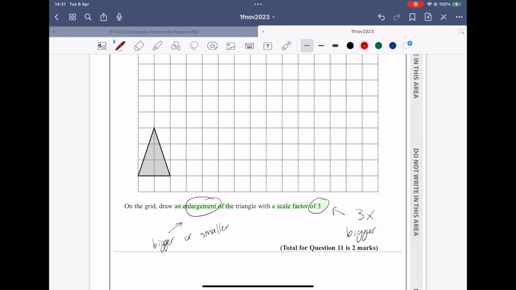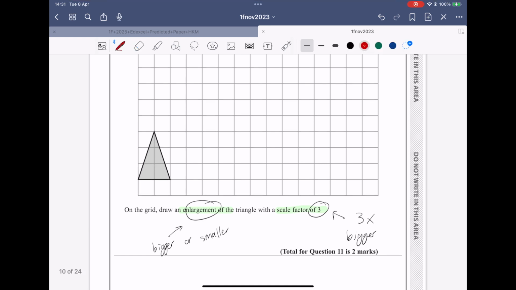So at the moment, the width of this triangle is 2. So that needs to triple. So it needs to be 6 wide. So 1, 2, 3, 4, 5, 6. Okay, so that's my... You can draw it anywhere on the grid as long as it works. And at the moment, the height is 3. Okay, but so that needs to triple to 9 at the halfway point.